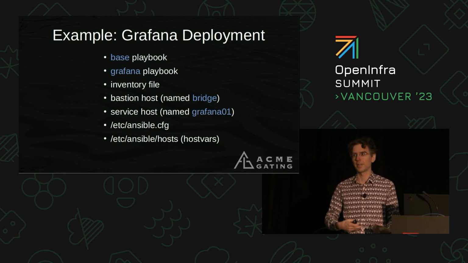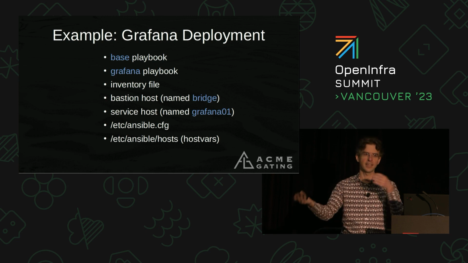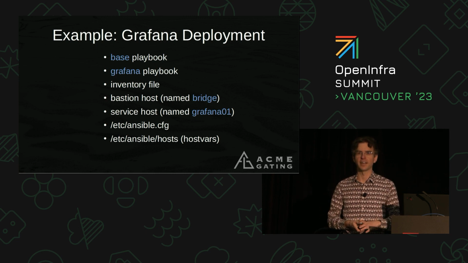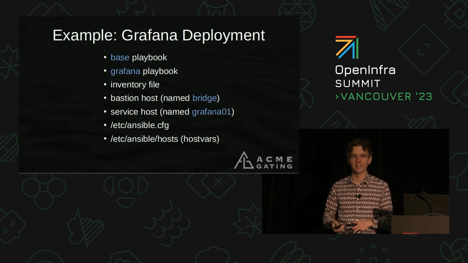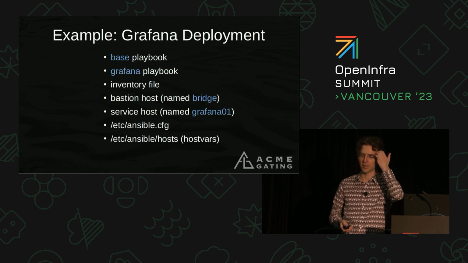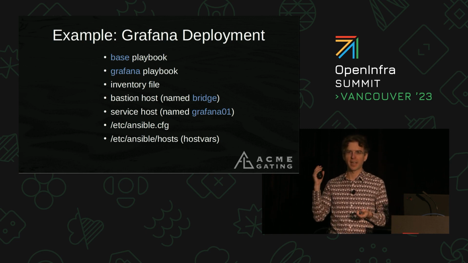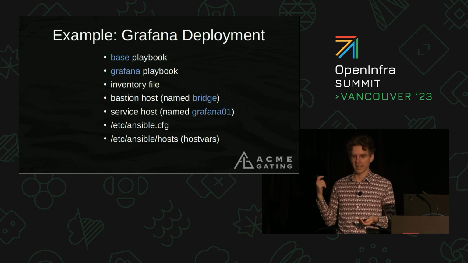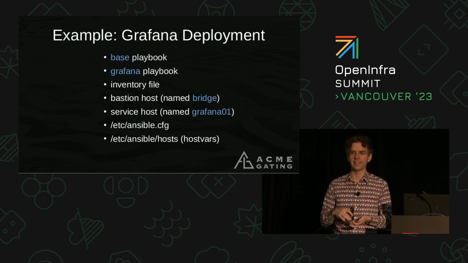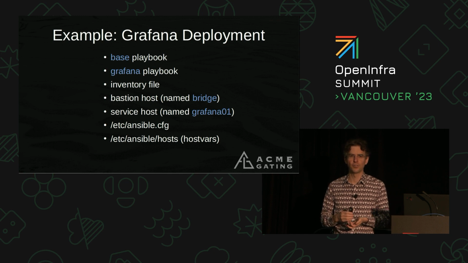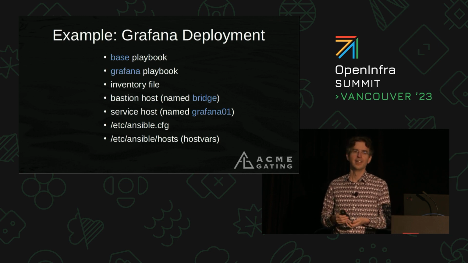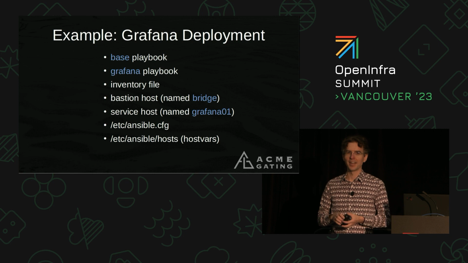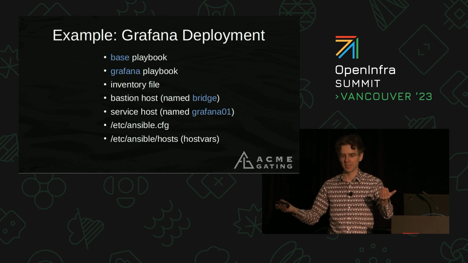Because in production, we have one inventory file. In testing, we have a different inventory file. So how do we manage that is kind of an interesting question that I'll talk about. We have a bastion host that we call Bridge. Actually, I think now we call it Bridge 99 in testing, and we call it Bridge 02 in production. Anyway, there's a bastion host, and that's where we run our production deployment playbooks.